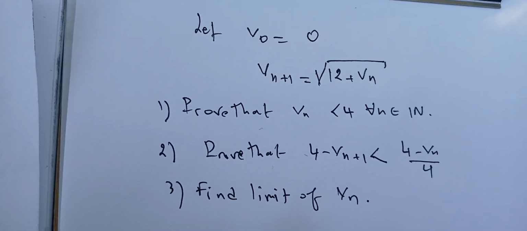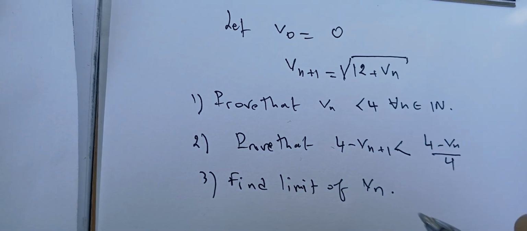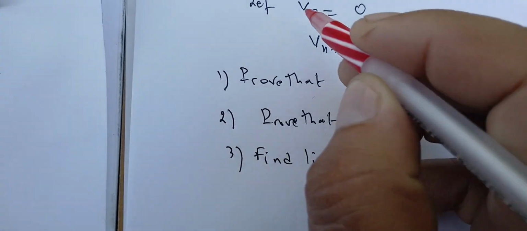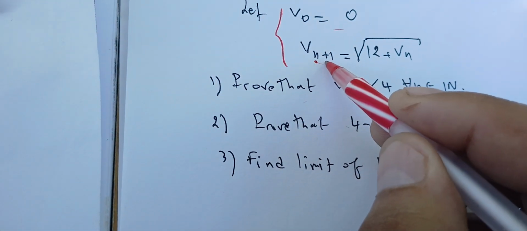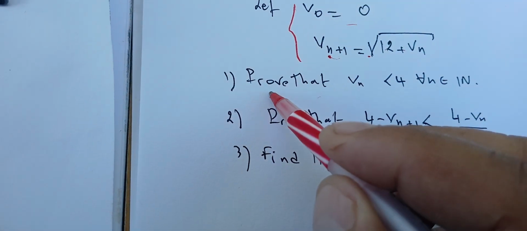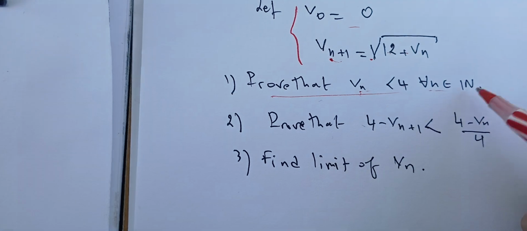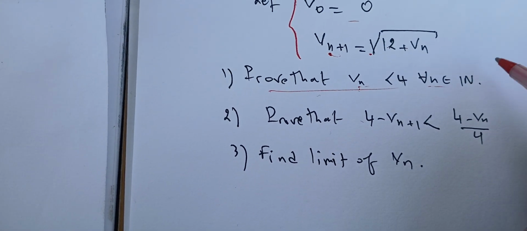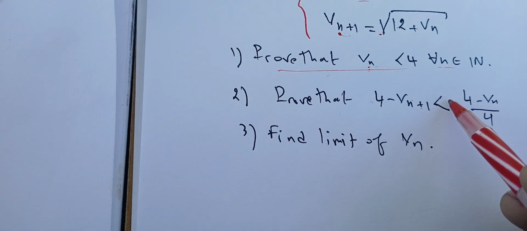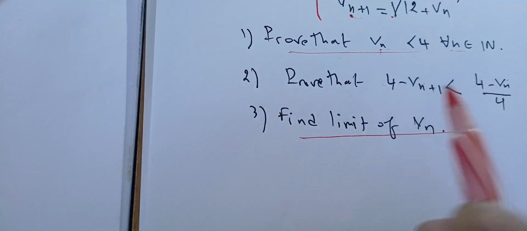Okay, in this video, we're going to study this sequence and find its limit. Our sequence is defined in the following manner: V0 is 0 and Vn+1 is the square root of 12 plus Vn. The first thing we're going to do is prove that Vn is less than 4 for all n, in this case including 0. Next, we're going to prove that 4 minus Vn+1 is less than (4 minus Vn) over 4. And after that, we're going to find the limit.